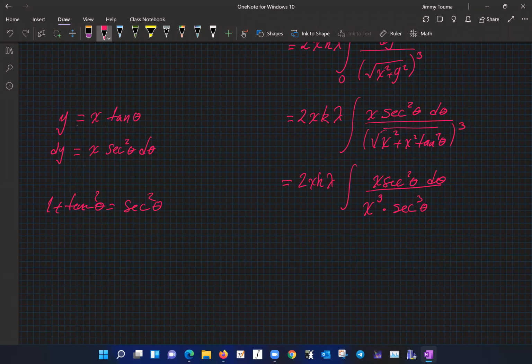X cancels with that. So I have 3 x's down here, so I'll have 2k lambda over x. Secant cubed over secant squared leaves me with a secant in the denominator. And here's a, and then that's it. It's a 1 right there. Now what's the 1 over secant? It's the cosine.